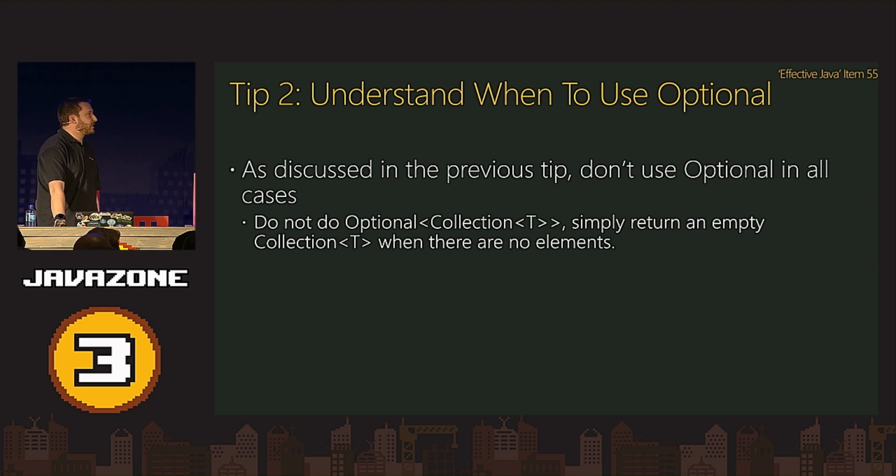As we've discussed previously, there are cases where Optional doesn't make sense also. If you have a method that's returning a collection, it's much better just to return the collection. Don't wrap that up in an Optional of a collection of type T. Just return an empty collection. It just means that the developer has one less step to go through to determine what's going on.